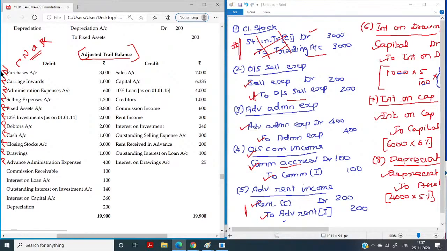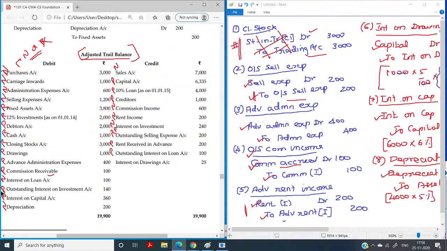And commission receivable. Receivable still outstanding. Representative personal account. Interest on loan. Nominal account. Outstanding interest on investment. Personal account. Interest on capital. Nominal account. Depreciation. Nominal account. So we got it. And in the credit side, sales is nominal account. Capital personal account. Loan personal account. Creditors personal account. Commission income nominal account. Rent income nominal account. Interest on investment nominal account. Outstanding representative personal account. Rent received in advance also representative personal account. Outstanding interest on loan representative personal account.